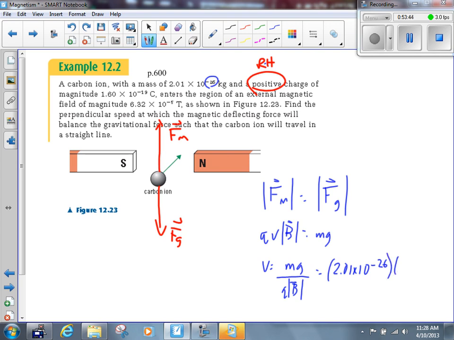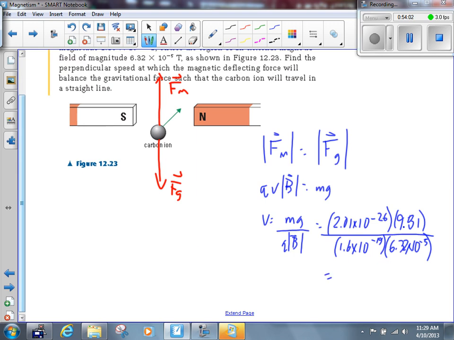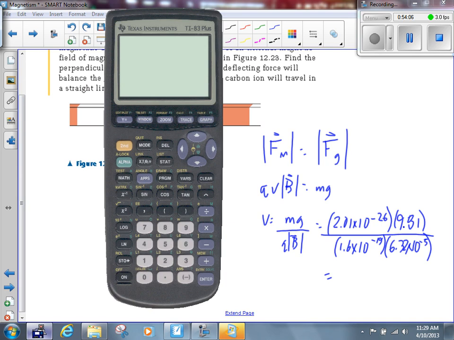10 to the minus 26 times 9.81 divided by the charge here of 1.6 times 10 to the minus 19. And the magnetic field strength of 6.32 times 10 to the minus 5. Okay, let's do this one on the calculator as well, just to make sure that you don't mess up on the order in which you enter these things here. Let's say 2.01 times 10 to the minus 26 times 9.81. Let's press equals there. Then let's divide it by some brackets. 1.6 times 10 to the minus 19 times 6.32 times 10 to the minus 5. Gives us 1.95 times 10 to the minus 2.